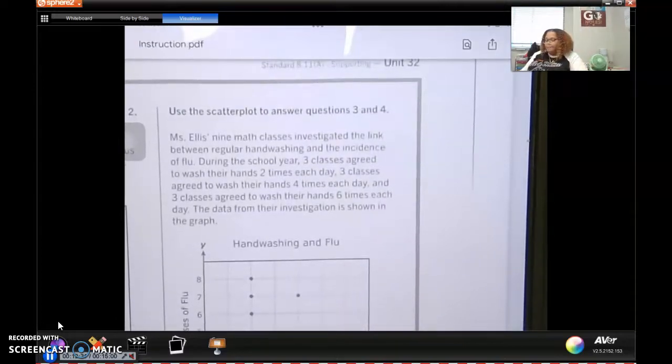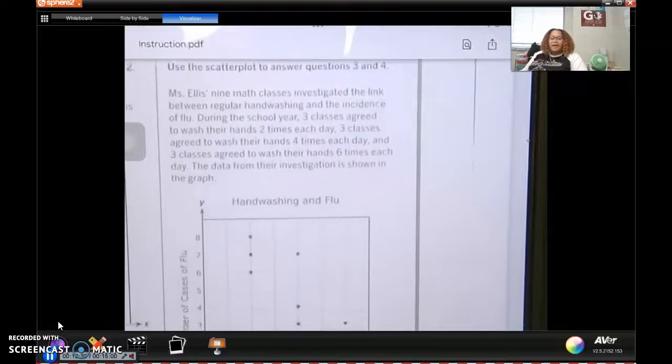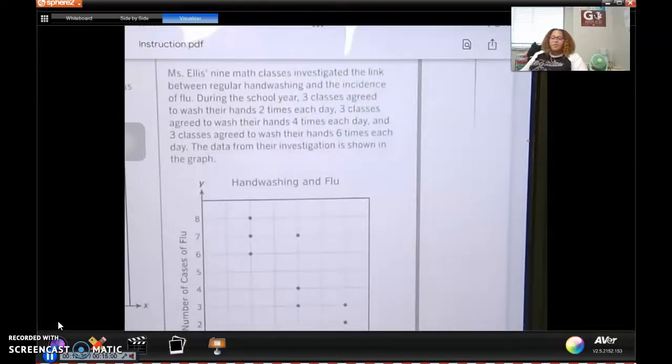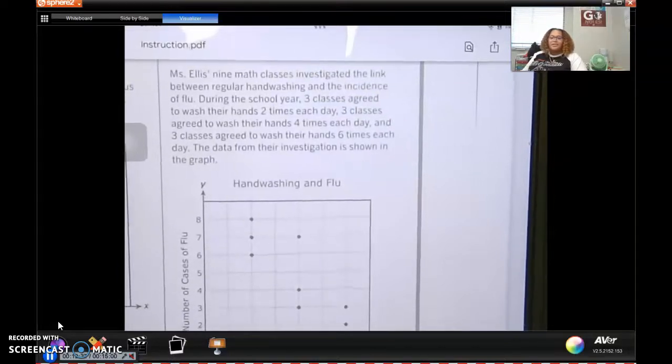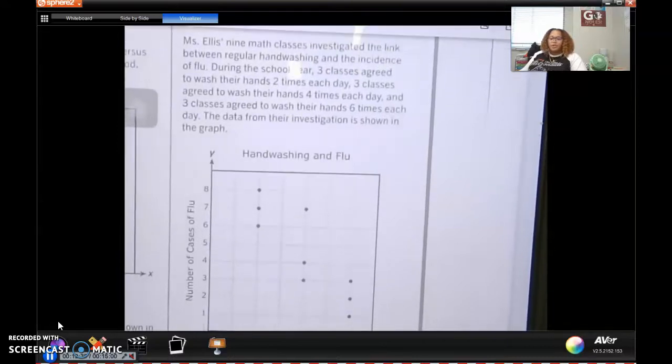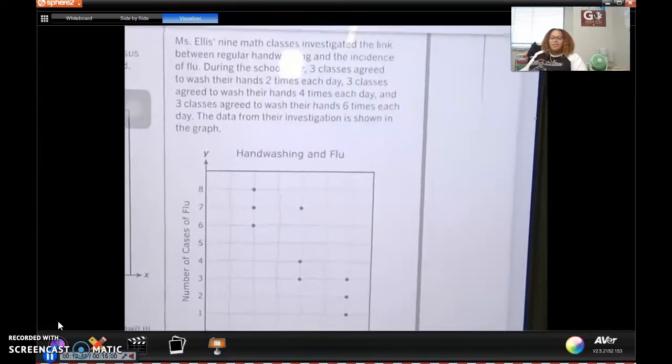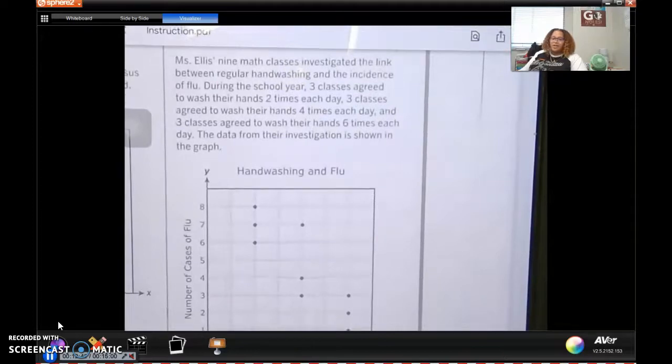Number 3. Ms. Ellis's 9 math classes investigated the link between regular hand washing and the incidence of flu. During the school year, 3 classes agreed to wash their hands 2 times a day, 3 classes agreed to wash their hands 4 times a day, and 3 classes agreed to wash their hands 6 times each day. The data from their investigation is shown in the graph.